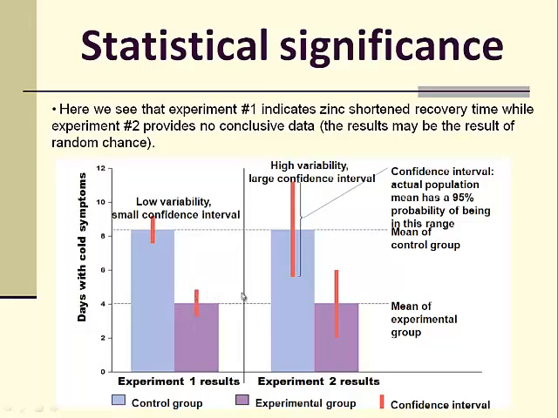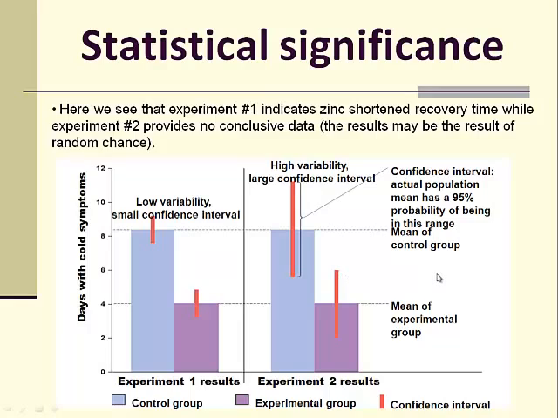So that is the significance of statistics in scientific studies. Statistics tell us how meaningful our results are. Are our results the product of random chance, or are they the result of the manipulation of the independent variable?